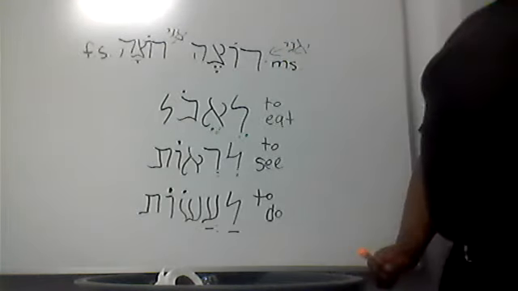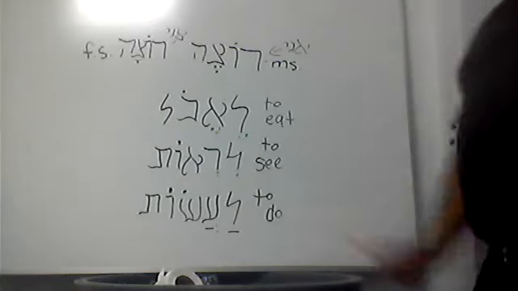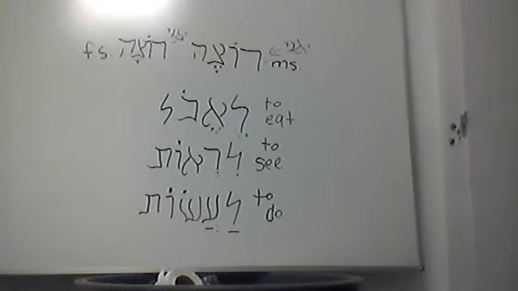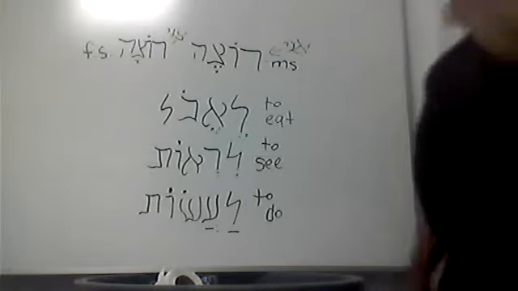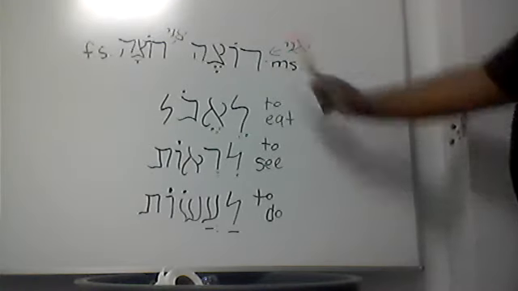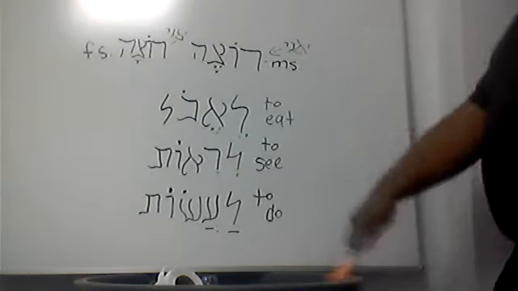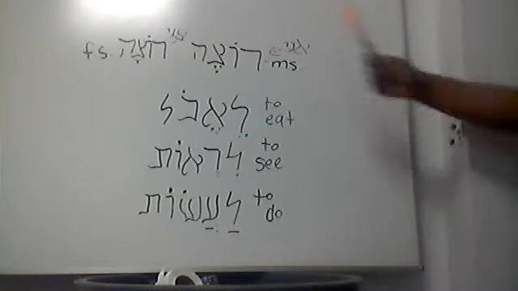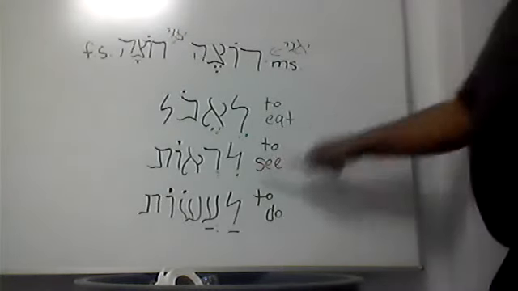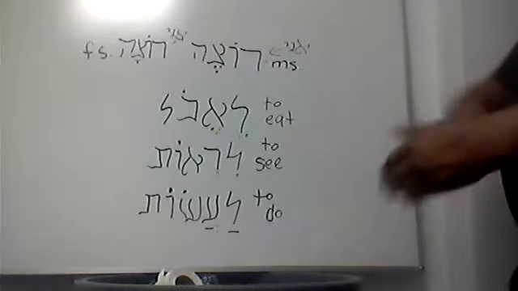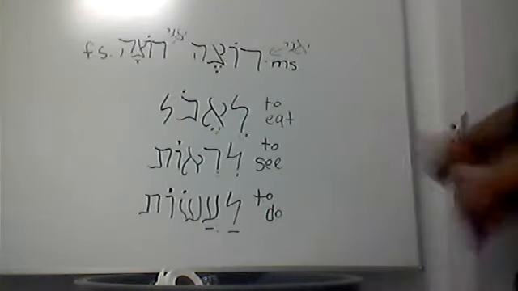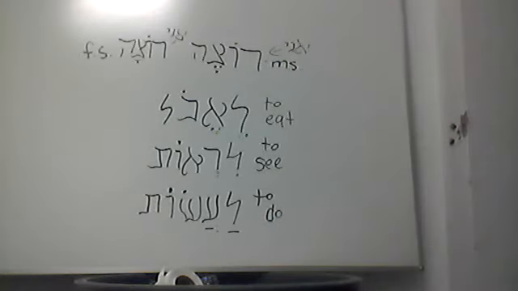Ani rotse lir'ot hatalmidim la'asot tov. All right, here we go. Two infinitives. I want to see the students, the talmidim, to do, la'asot, tov, meaning good, or mutav, meaning better. All right?